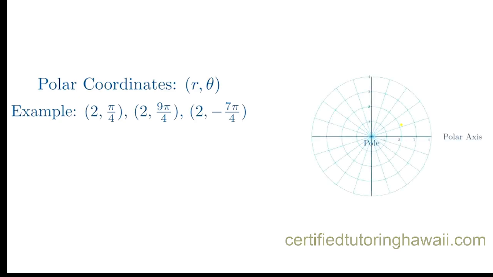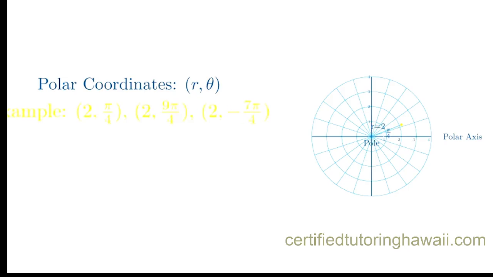So, a point is defined by its distance r and its angle theta. The coordinates (2, π/4) indicate the point that is 2 units away from the pole along the ray for the angle π/4. But (2, 9π/4) and (2, −7π/4) describe the very same location.